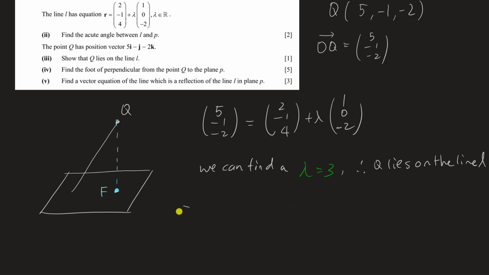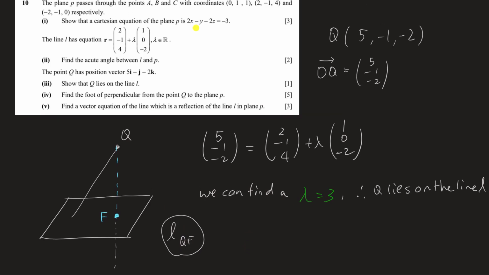To do that, you notice that F is just the intersection between this dotted line piercing through the plane. So if you can find the equation of line QF, we put QF into the equation of the plane, which is actually this. The plane is r dot (2, negative 1, negative 2) equals negative 3, right? This is the equation of the plane. If we can find the equation of QF, we sub it into the equation of the plane, we should be able to find F because that is the point of intersection. So let's go ahead and find line QF.